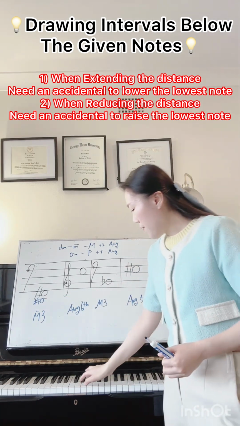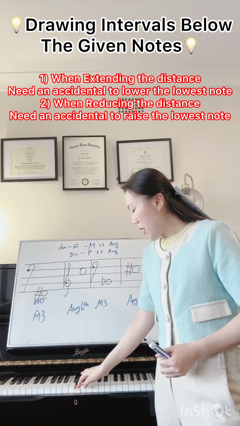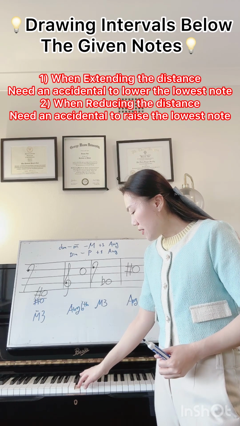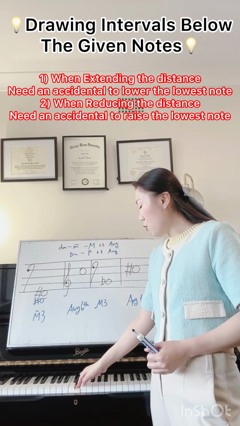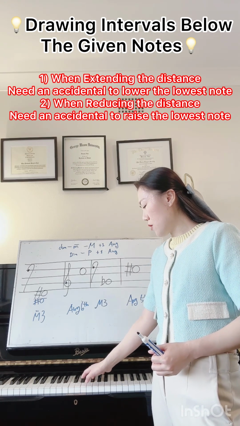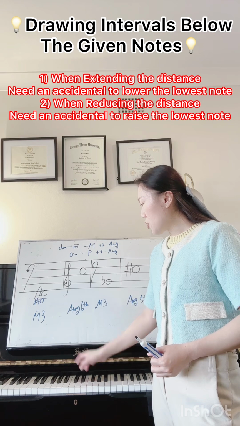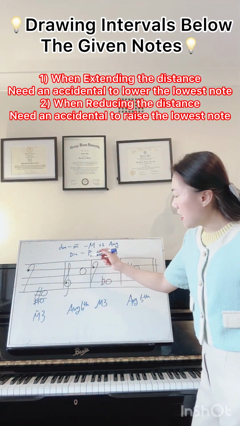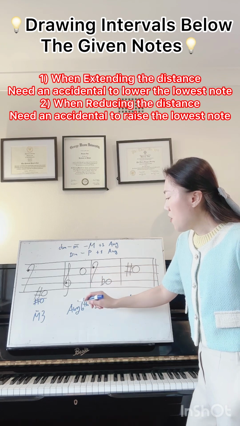Okay, so again, from D to F sharp is the major third, but we're trying to turn it into minor third by reducing the distance by semitone. So we need to raise the lowest note by semitone. All right, so that's going to be D sharp. We need a sharp. All right, so now we're trying to write the interval below the given note for augmented 6.